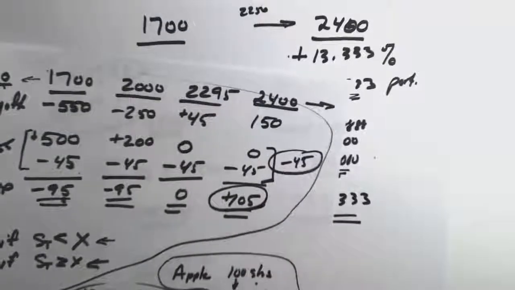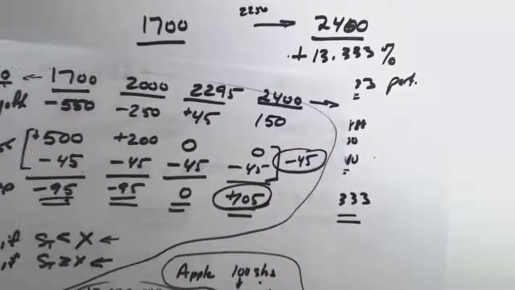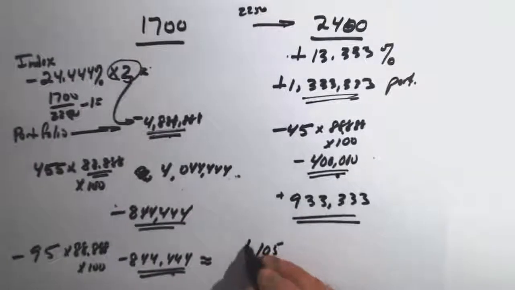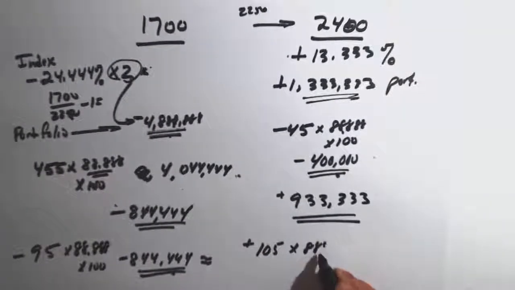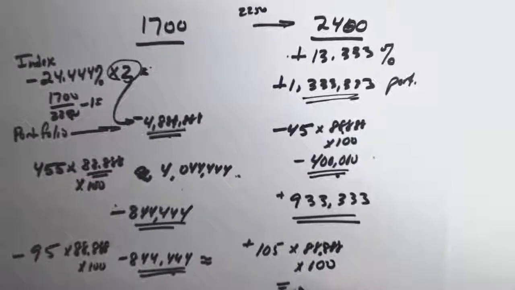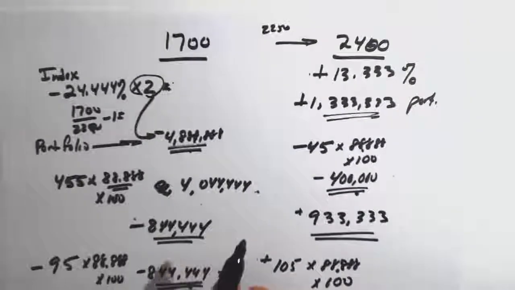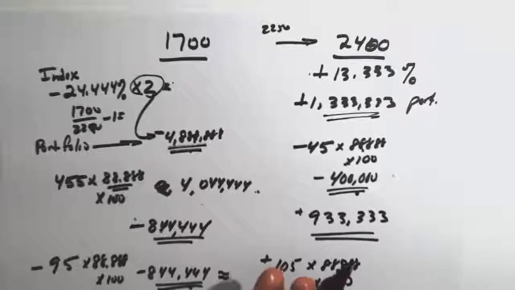So we take, this is the profit on the protective put on a per share basis. So take the 105, which is positive, times the 0.888 times 100, and we're going to get 933,333. And so we've just explained it. So the point of this analysis, it looks kind of messy, there's a lot of calculations, but it's very intuitive.